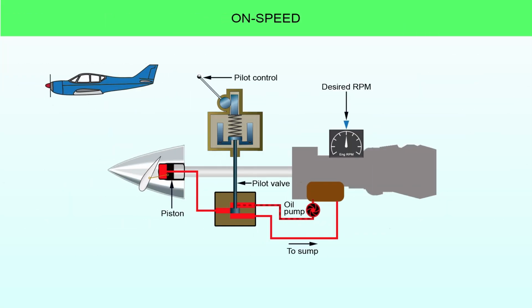When the engine is operating at the RPM set by the pilot, the governor is said to be in an on-speed condition. In this balanced state, the centrifugal force from the flyweights is equal to the opposing force of the speeder spring. As a result, the pilot valve remains centered and no oil is directed to or from the propeller piston. Because the oil flow is neutral, the blade pitch stays constant, and the propeller maintains the selected RPM. However, if anything disturbs this balance, like a change in aircraft attitude or the pilot adjusting the propeller control, the system will shift into an underspeed or overspeed condition, and the governor will respond accordingly.